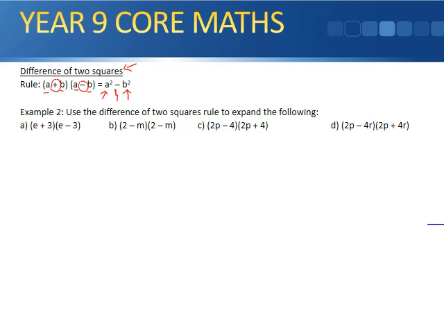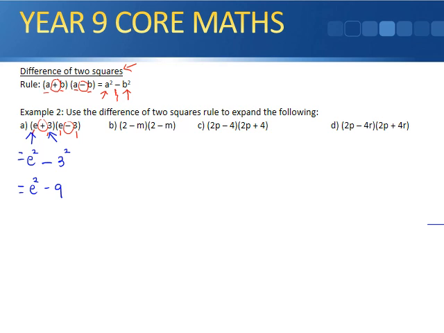So example 2 says, use the difference of two squares rule to expand the following. If we look over here, we have e and a 3, e and a 3, one's got a plus, one's got a minus. So it's the same things in both brackets, one's a plus, one's a minus. So using this rule, we get the first one, which happens to be the e, and we square it. And then it's going to be minus, get the second one, the 3, and we square it. Well, we can work out what 3 squared is. e squared, 3 squared is 9. So that's all we're going to get there.